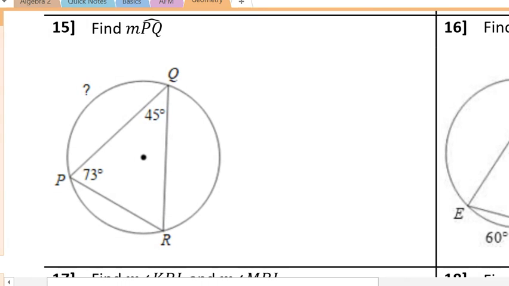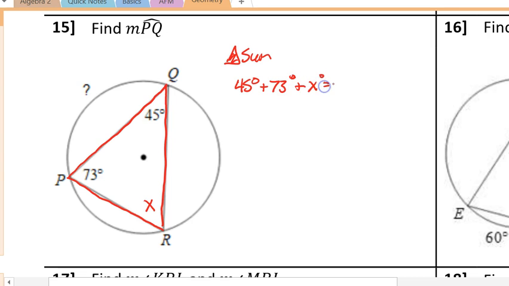Okay, question number 15. All right, so before we get too lost in the circle, this shape in the center is in fact a triangle. And we know that the triangle sum theorem states that if I added up all the angles, 45 plus 73 plus this x degrees, it should be equal to 180 degrees. So solving that down lets me know that my x degree is equal to 62. So I know this is actually 62 degrees.